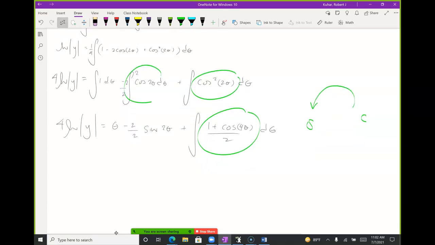So this is not bad. I'm going to multiply by 2. So 2 times the ln of the absolute value of y equals 2 theta minus 2 sine 2 theta plus the integral of 1 plus cos 4 theta all d theta. And you don't have to do that. I'm just doing it to clear fractions away from my integration. That's it.